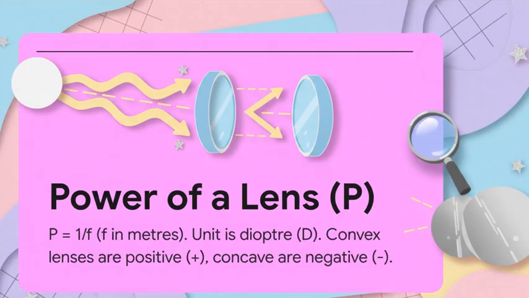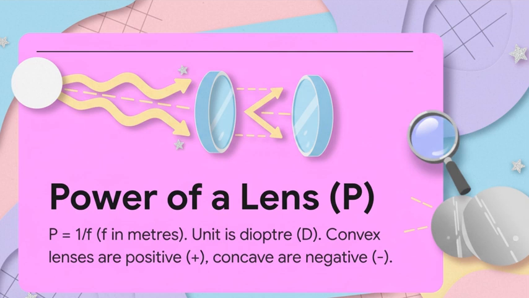And finally, let's talk about the power of a lens. It's really just the inverse of the focal length. But you have to make sure the focal length is in meters. The unit is the diopter. And the rule is simple. Convex lenses have a positive power, and concave lenses have a negative power.